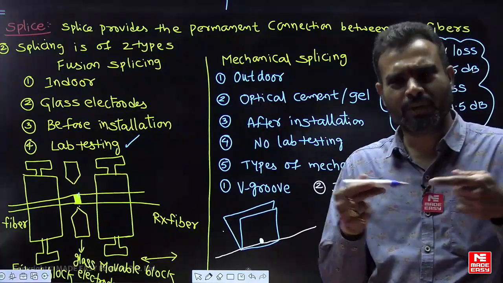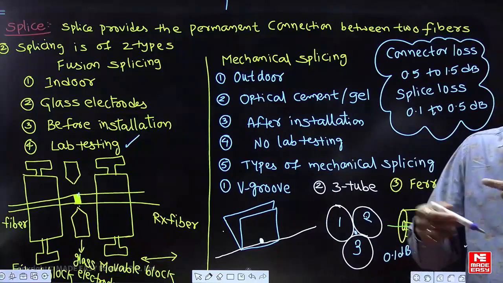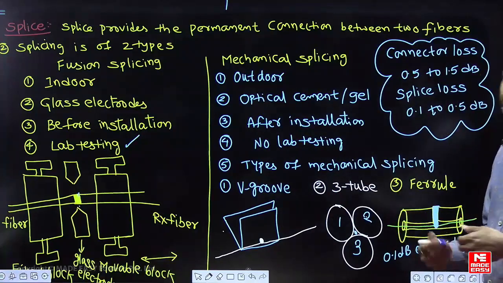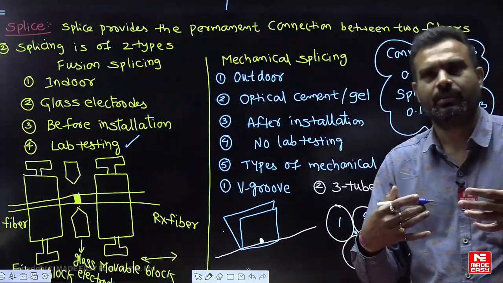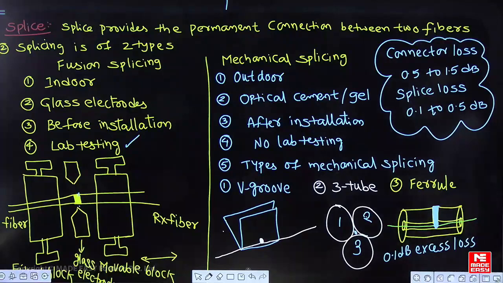If they are not connected in one shot, you will try for the remaining times, n number of times, to get connected to each other. So, this is what is called mechanical splicing.